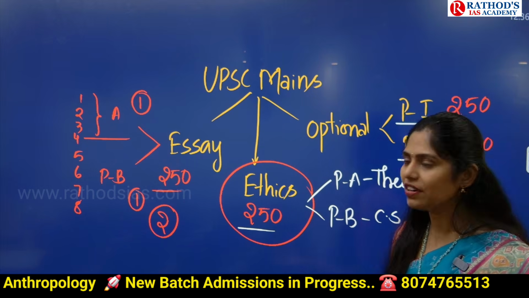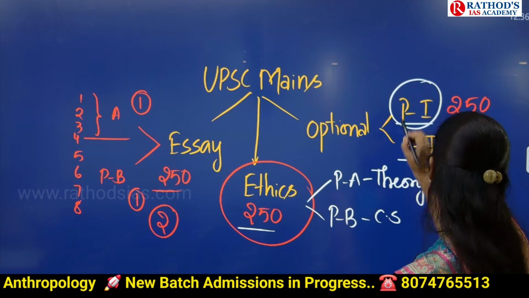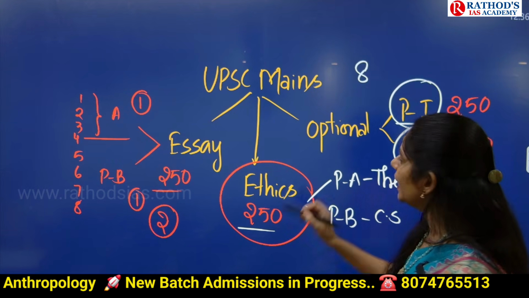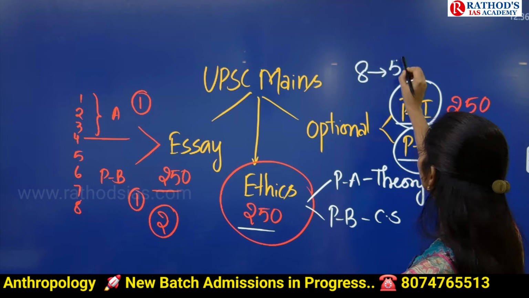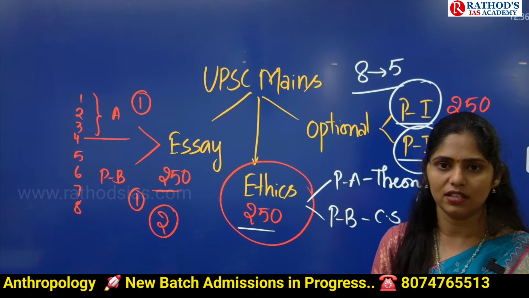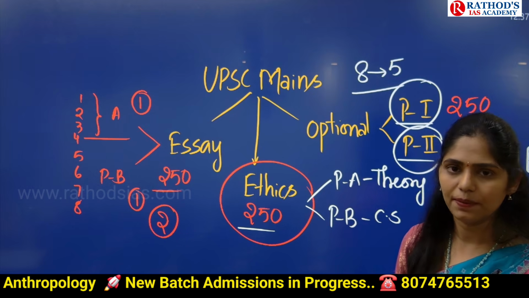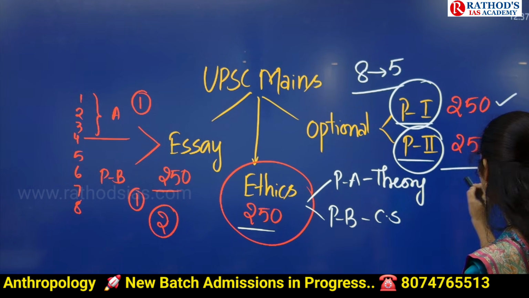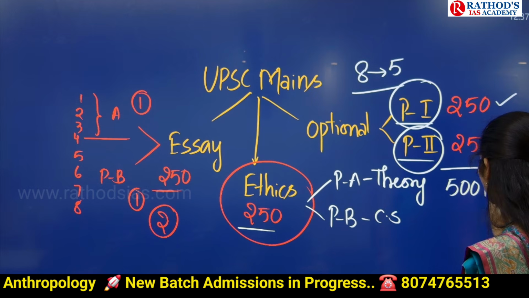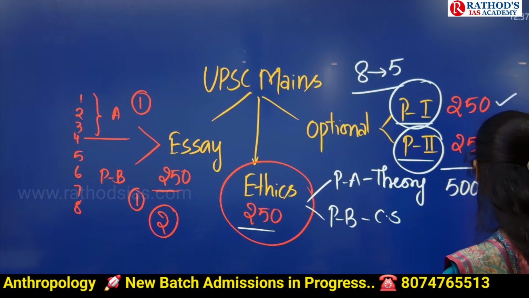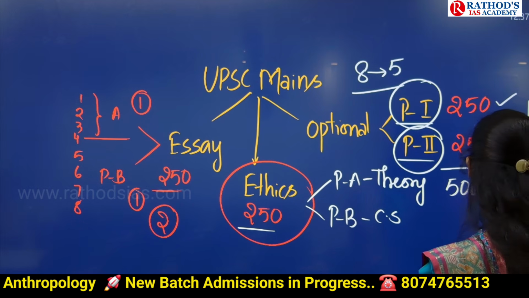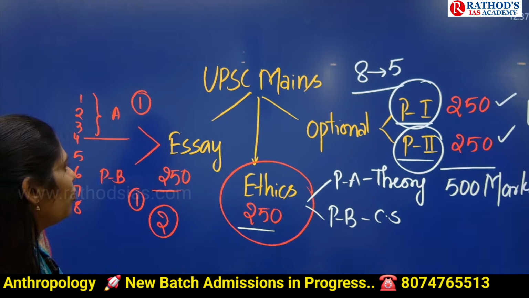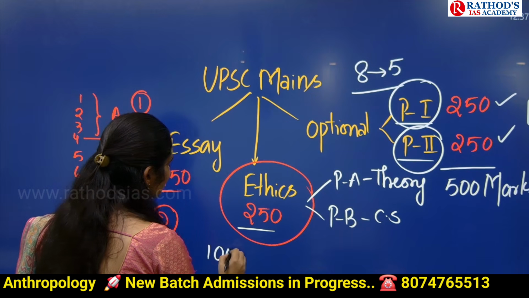But as of now, remember, in your paper 1 and paper 2 we will have 8 questions. Out of those 8 questions you have to answer 5. That means you have a choice to select which answers you need to write. Each paper carries 250 marks. So totally this optional accounts for 500 marks in your UPSC mains. If you are thorough with these 4 papers, totally these 4 papers will account for 1000 marks.